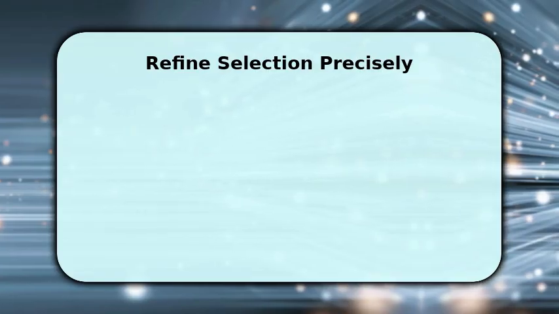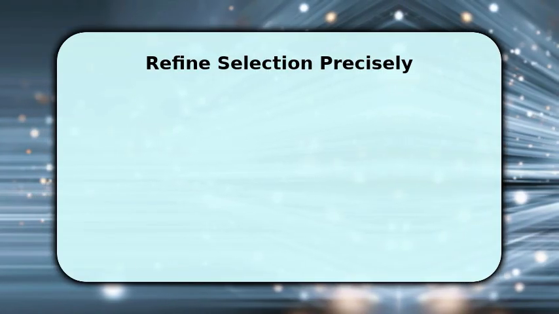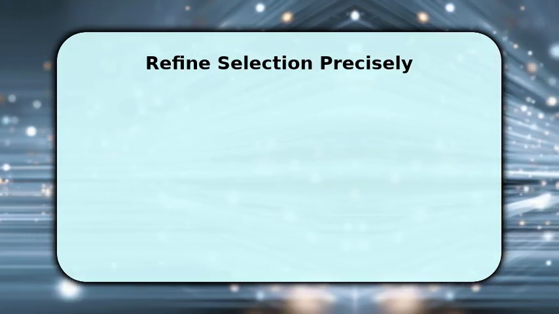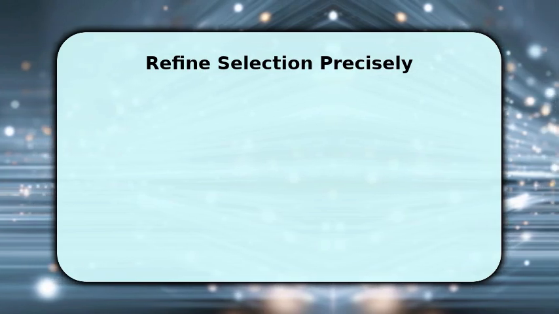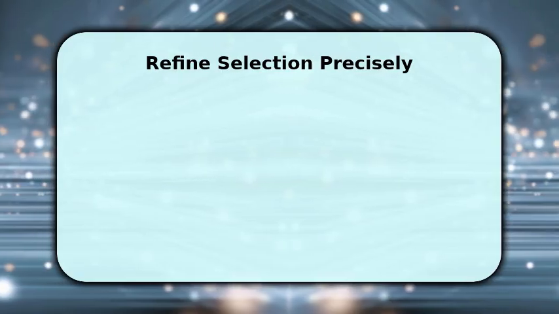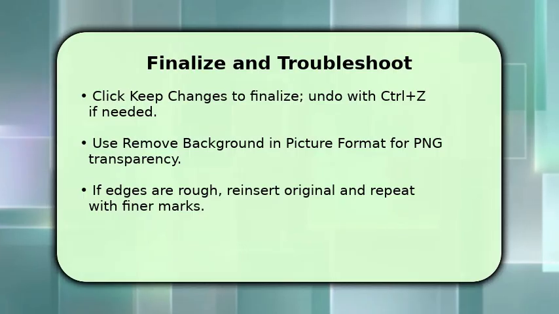want a reversible edit. As you adjust, the magenta mask updates. Keep toggling tools until the subject edges look correct before committing the change. When the selection is clean, click Keep Changes to apply the removal. You can always undo with Ctrl+Z and try again.